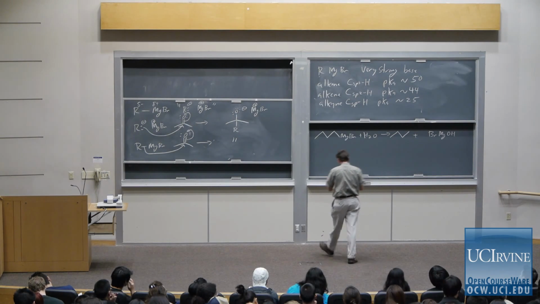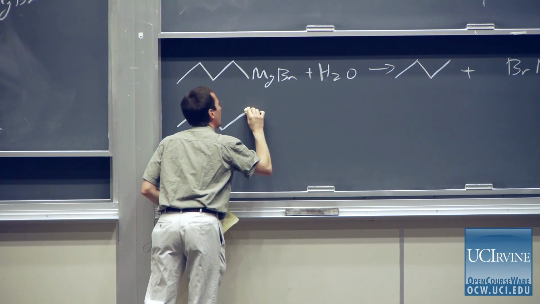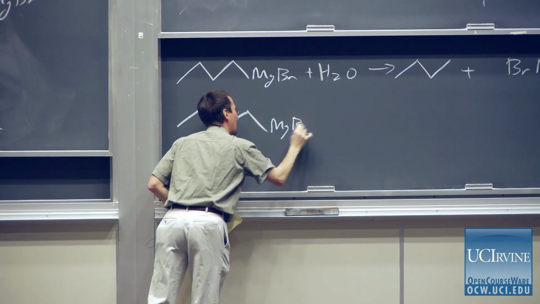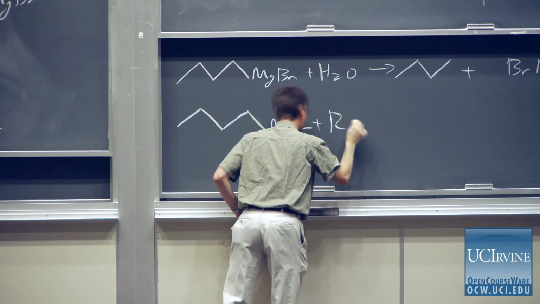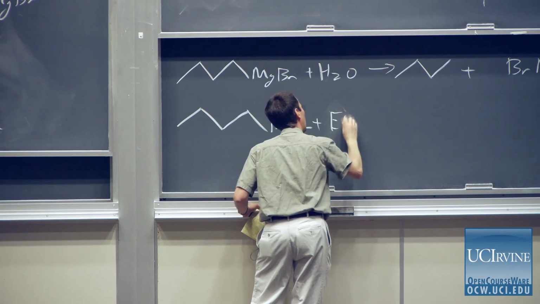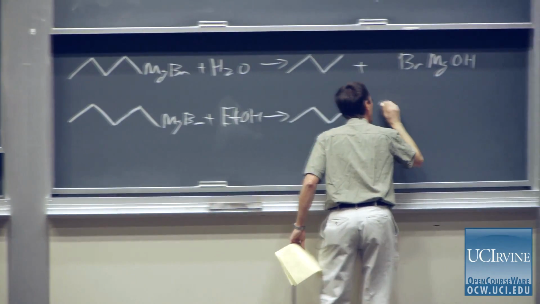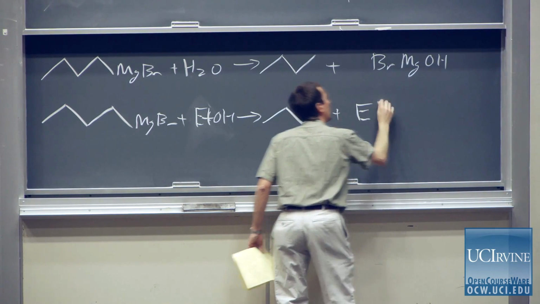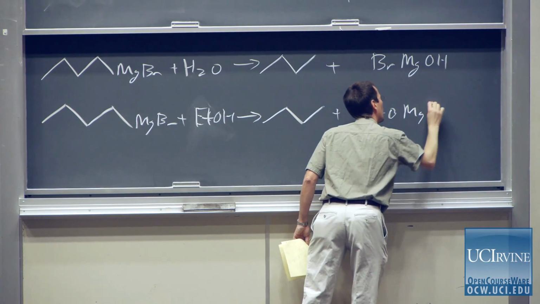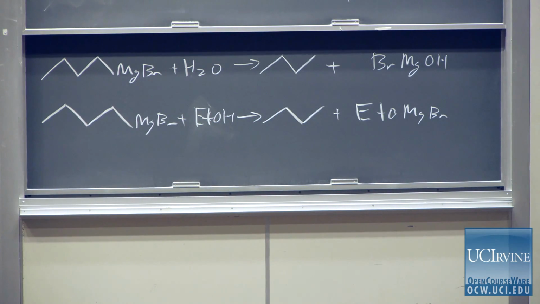And that's true whether it's with water or an alcohol. So just by comparison, imagine for a moment I wrote, let me pick a particular alcohol. We'll pick ethanol as an alcohol. And so now we would get butane and an ethoxy magnesium bromide. And of course, this would be the same with a carboxylic acid or just about anything that you would normally think about as even mildly acidic.